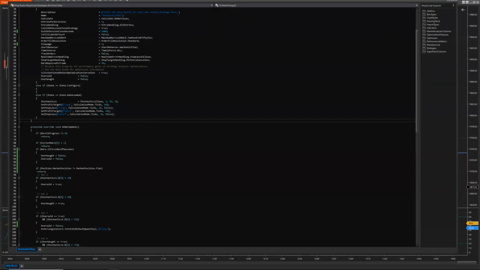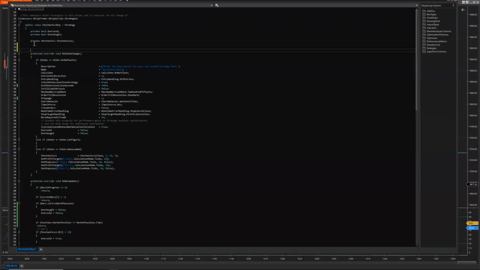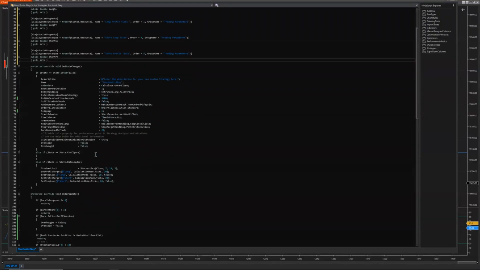I'm just going to copy the code from another strategy I have to make this easy. There we go. And I'm just going to put this at the top. Some people put it at the bottom. I've done both. I do this a lot where I'll just copy code from another strategy and put it in. It just saves me so much time.